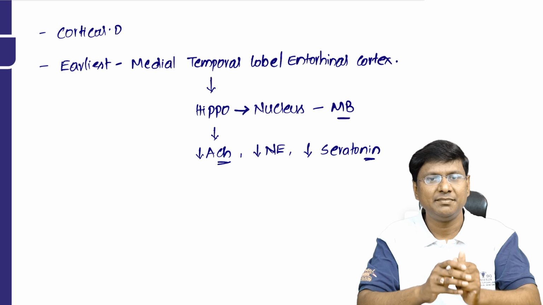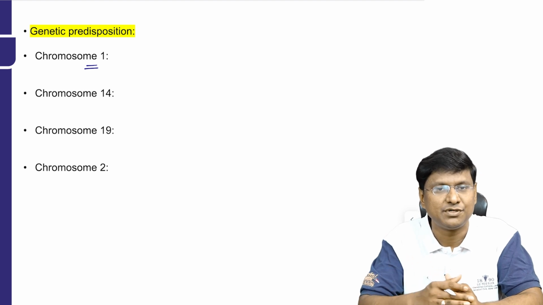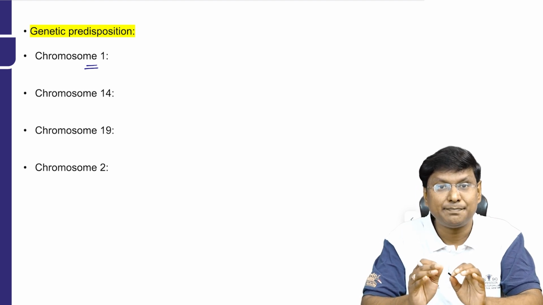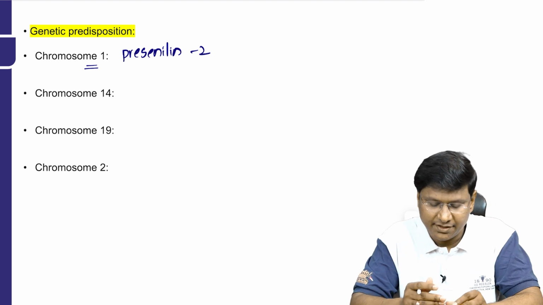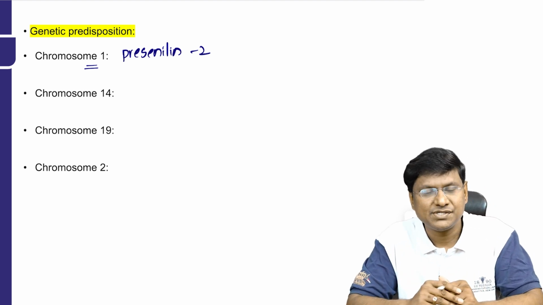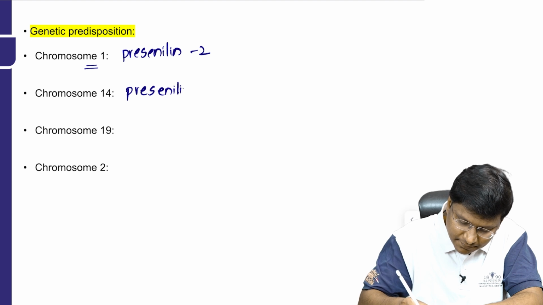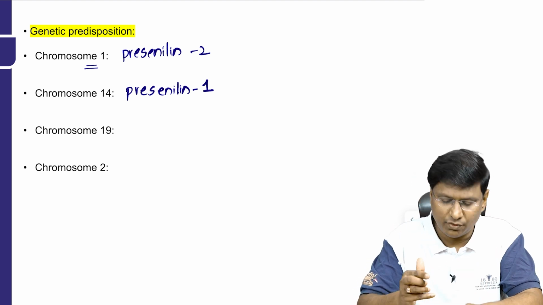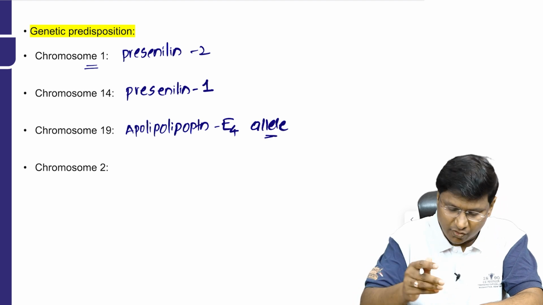Now, this Alzheimer's is mainly because of gene mutation. The genetic predispositions which predispose the individual to develop Alzheimer's are: on chromosome number 1, the defective gene is presenilin 2, whereas on chromosome 14 the defective gene is presenilin 1, and on chromosome 19, the defective gene is the apolipoprotein E4 allele.